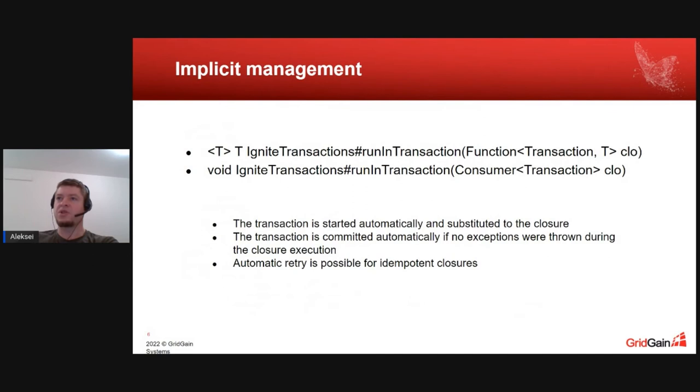A different way to manage a transaction is using a runInTransaction method, accepting a closure as an argument. The closure implements transaction logic. There are two versions: the first returning a value and the second not. The transaction is implicitly started and substituted to the provided closure and will be automatically committed if no exceptions were thrown during the closure execution. The closure can be automatically retried if it is designed to be idempotent.